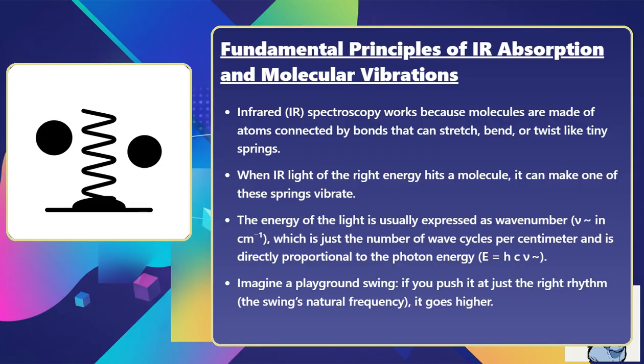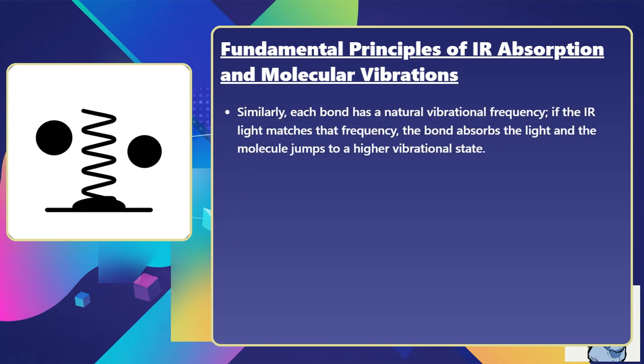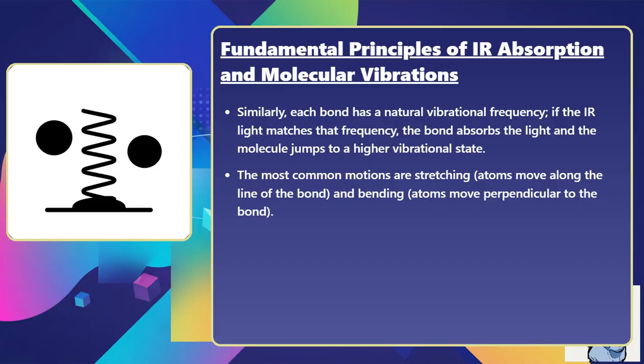Imagine a playground swing. If you push it at just the right rhythm, the swing's natural frequency, it goes higher. Similarly, each bond has a natural vibrational frequency. If the IR light matches that frequency, the bond absorbs the light and the molecule jumps to a higher vibrational state. The most common motions are stretching, where atoms move along the line of the bond, and bending, where atoms move perpendicular to the bond.